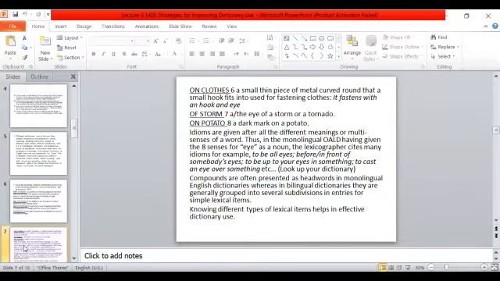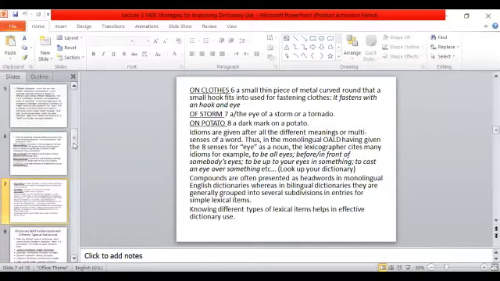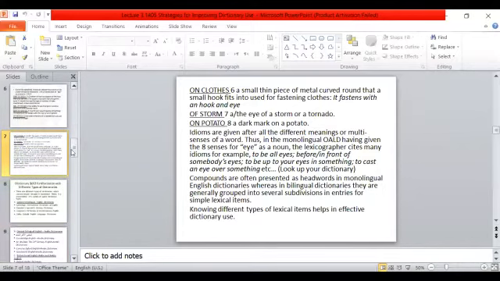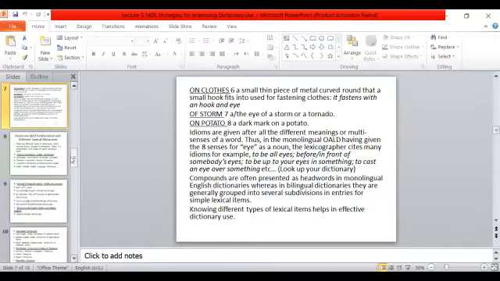On clothes, it's a small thin piece of metal, اللي هي الكبشة. It's a small thin piece of metal curved round that a small hook fits into, used for fastening clothes. It fastens with a hook and an eye. In this case, eye is الكبشة.